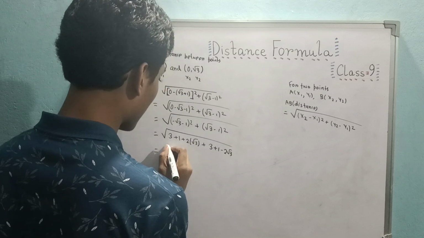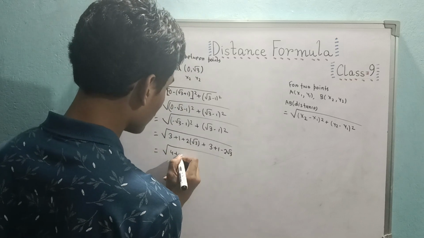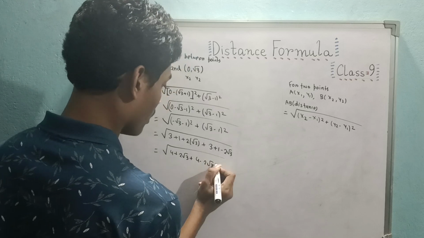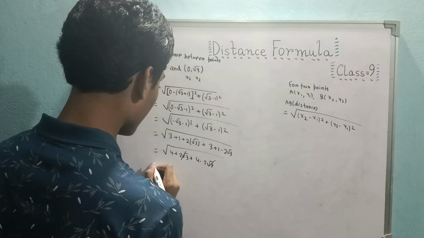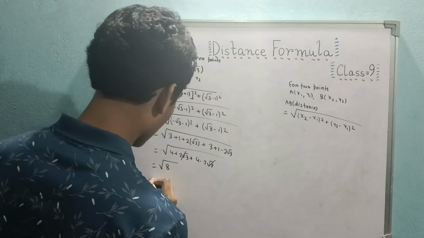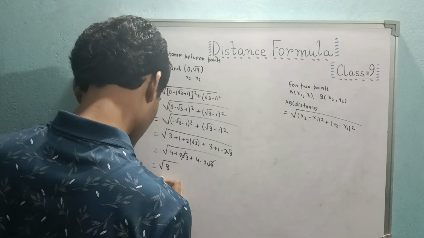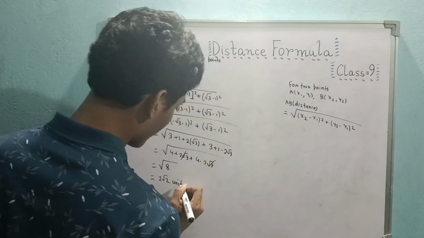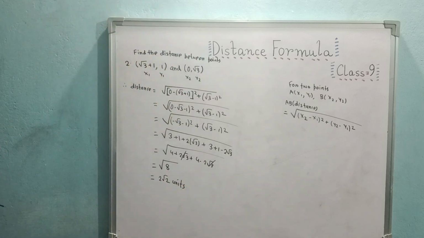Then this is easy now. 4 plus 2 root 3 plus 4 minus 2 root 3. The roots get out of the way, equal to root 8, equal to, you can write as 2 root 2 units. Always write units, unless the units are specified like centimeter, millimeter, anything.